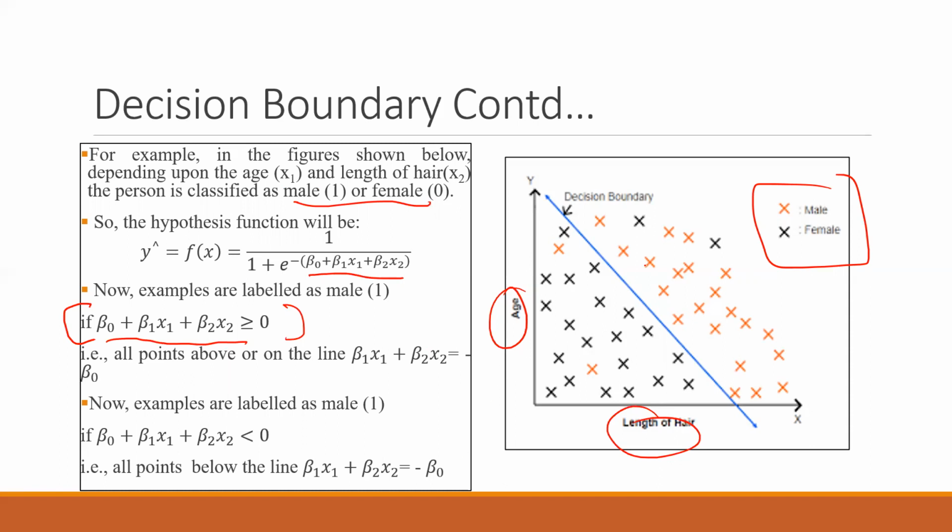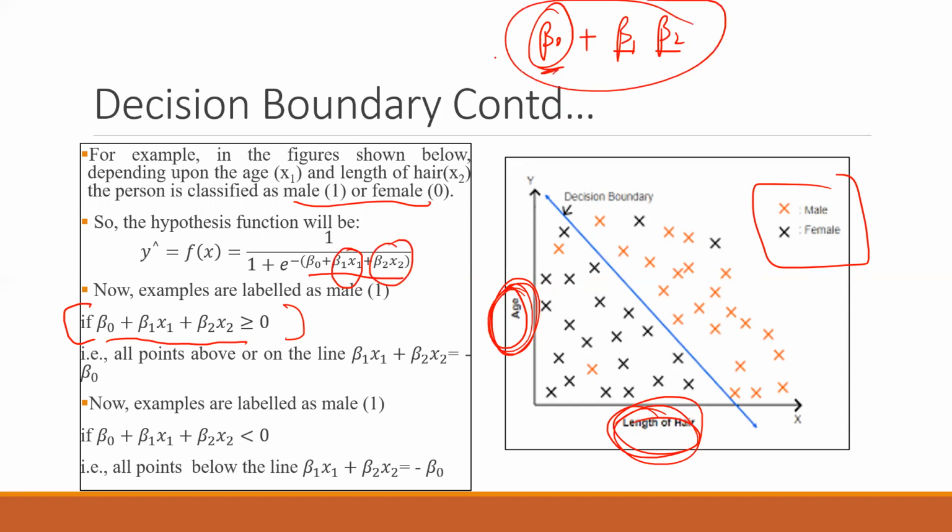Sir, because the criteria is age and hair, not more than this. Yes, because we have only two parameters, age and length of hair. And we have discussed in linear regression that if there are two parameters, along with them beta naught is a constant. So for the two parameters, you will have beta 1 and beta 2. Beta 1 for x1, beta 2 for x2, and beta naught will be a constant which is required. So these are the three betas that will be used in this case because there are only two variables.